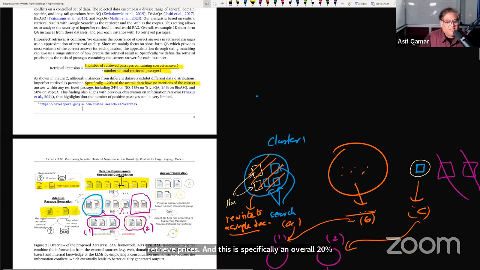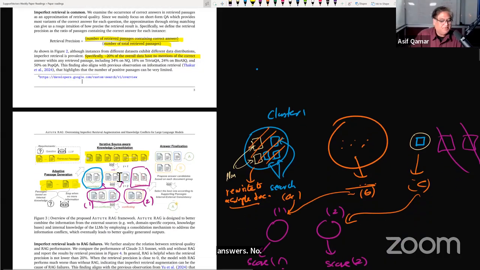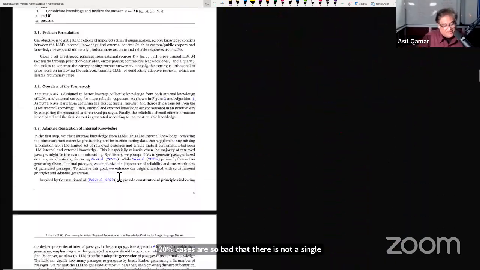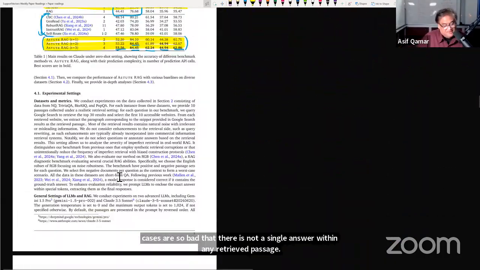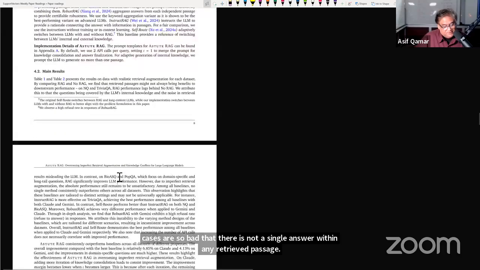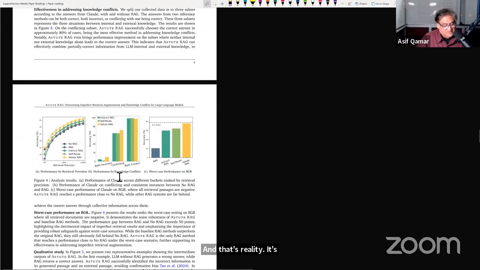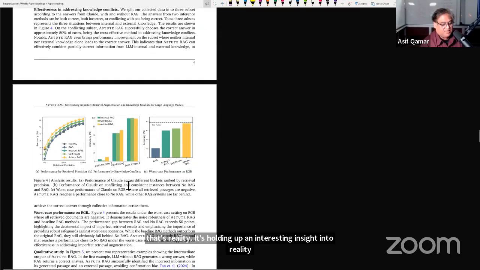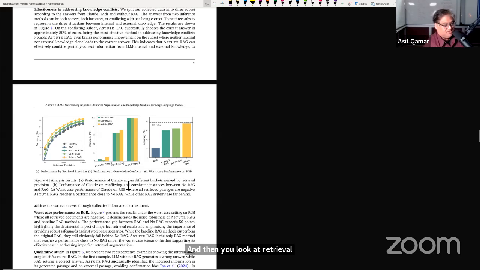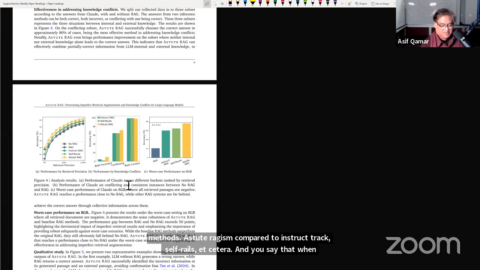20% of cases are so bad that there is not a single answer within any retrieved passage. And that's reality. It is holding up an interesting insight into reality. And then you look at retrieval, and it is comparing itself to other state-of-the-art methods. Astute RAG has been compared to Instruct RAG, Self-Route, etc. And now observe something very good.